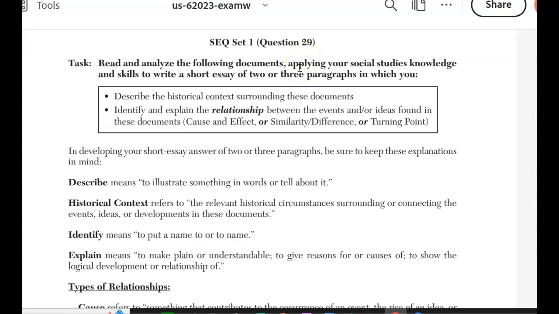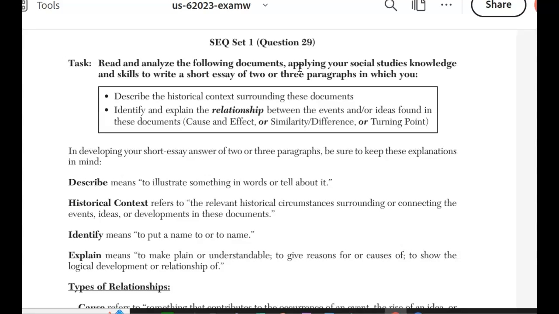Task: read and analyze the following documents, applying your social studies knowledge and skills to write a short essay of 2 or 3 paragraphs, in which you do the following. Describe the historical context surrounding the documents, to identify and explain the relationship between the events or ideas found in them. And they tell you the relationships could be cause and effect, similarity or difference, or turning point.